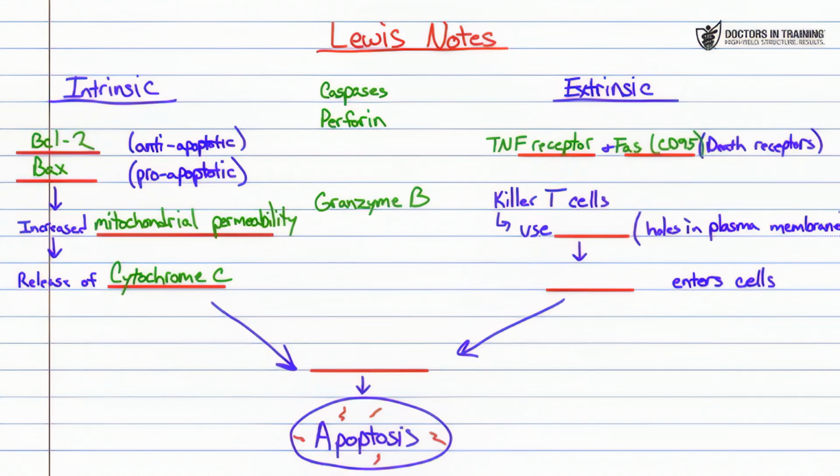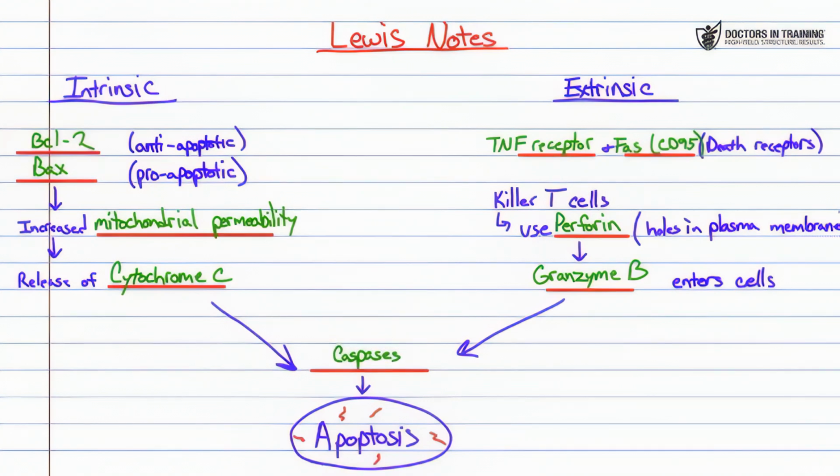Now, the other way that the extrinsic pathway can work is through killer T cells, so those cytotoxic T cells. And it's going to use things like perforin. Remember, you're going to use perforin here, and that's going to put holes in the plasma membrane. And the plasma membrane is wide open for granzyme B to sneak on in. That granzyme B is going to enter the cell, and it's going to lead to activation of caspases. And then those caspases are going to then promote apoptosis. So if you can remember all that stuff right there, then you're going to be good to go on the intrinsic and the extrinsic pathway.